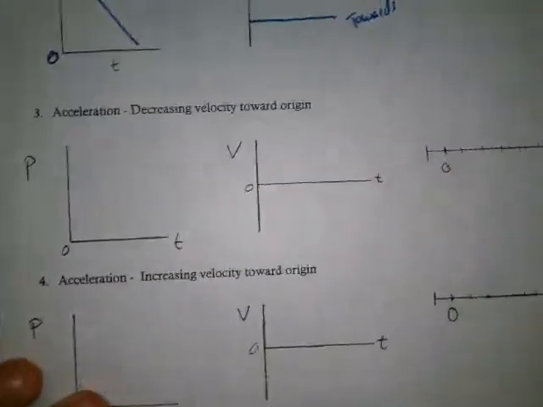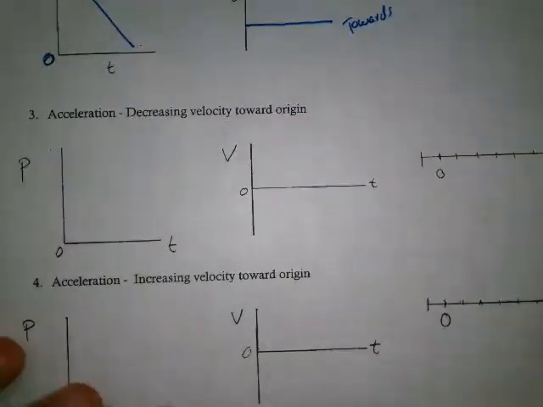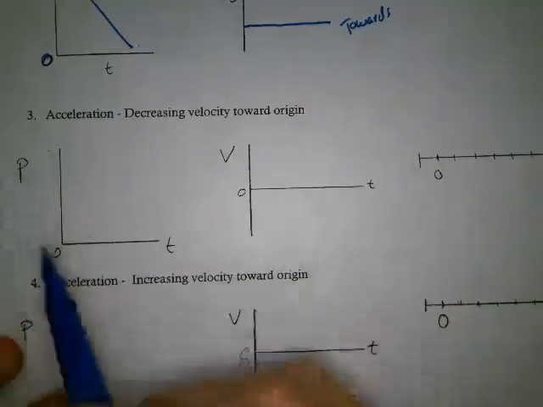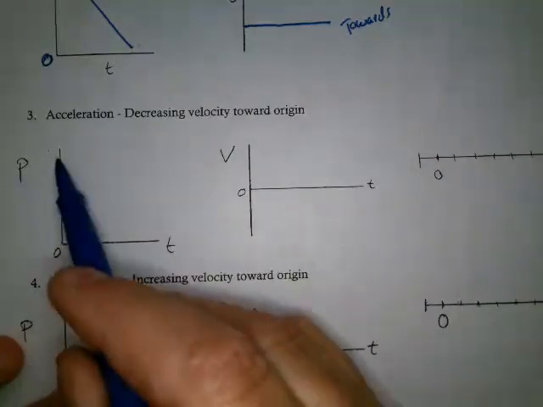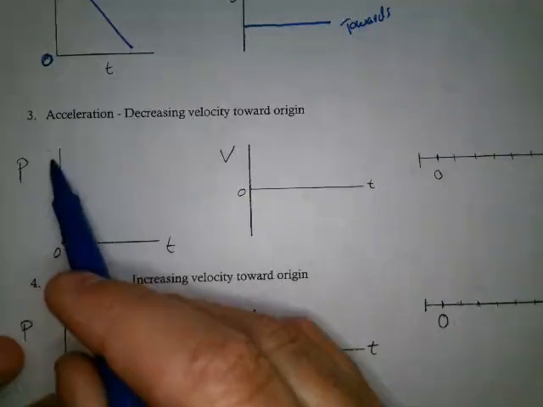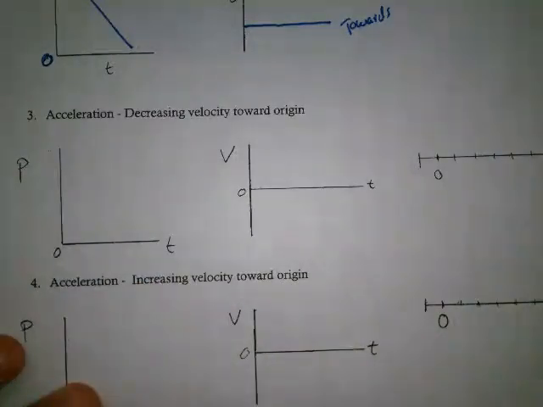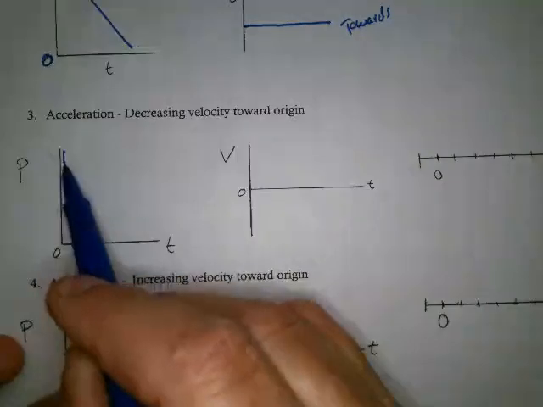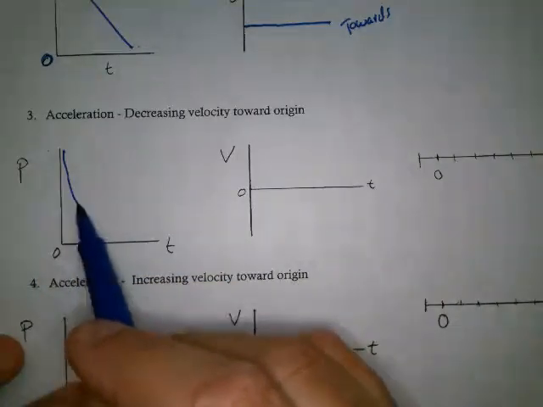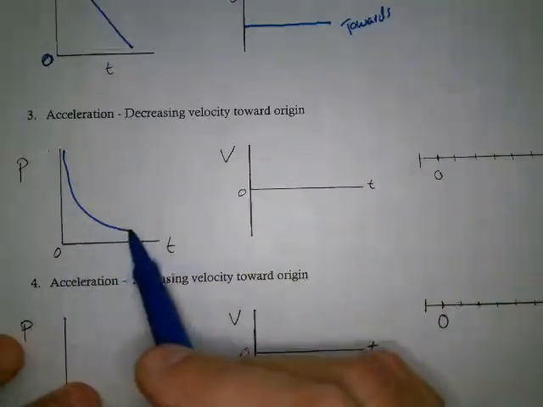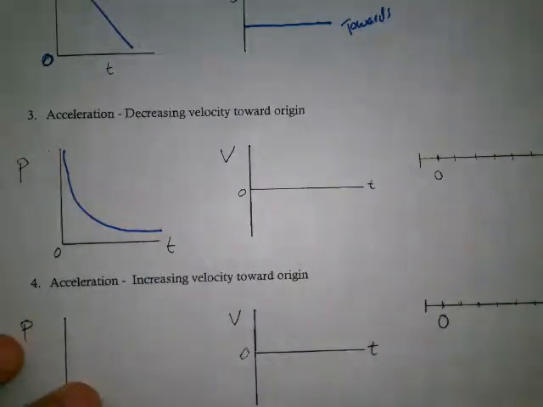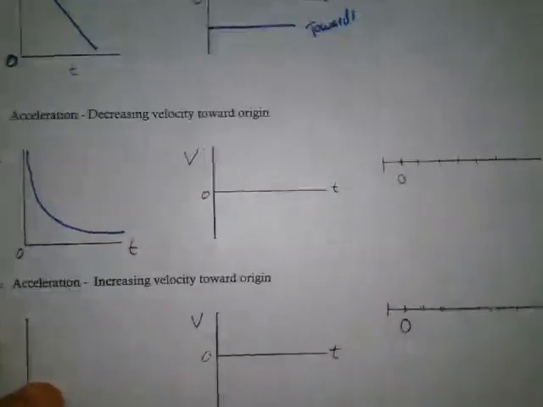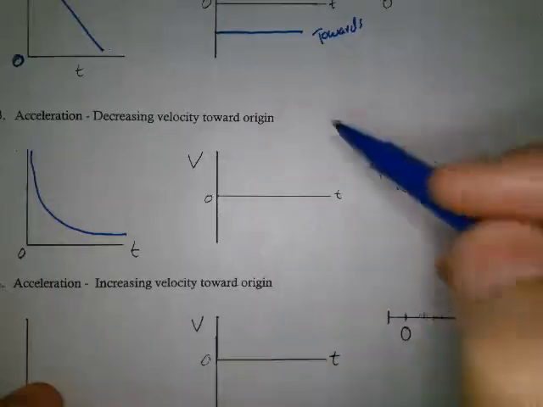This is the acceleration case. This is decreasing velocity toward the origin. So on the position time graph, I have to start away from the origin. If it's decreasing velocity, then I know that the slope of that line needs to get flatter and flatter as I move on. So away from the origin, I start moving towards the origin, but I know that it has to slow down, so the slope of that line has to get flatter and flatter, and that's what that looks like.